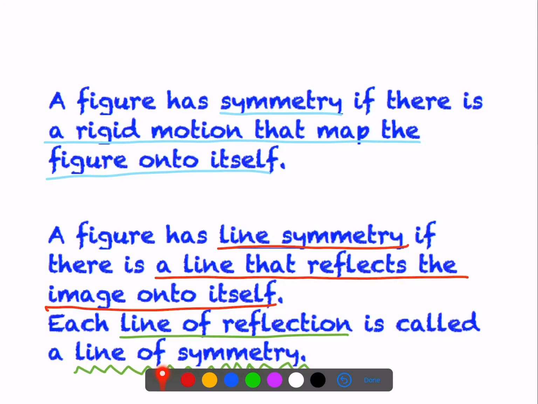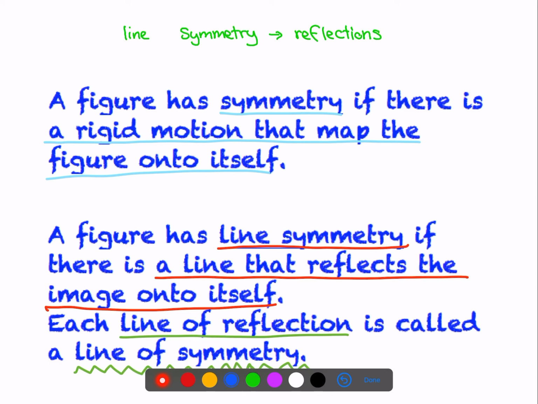All right, so let's go ahead and talk about these definitions. We say a figure has symmetry if there is a rigid motion that maps the figure onto itself. Now we know that we have 2 types of symmetry: line symmetry and rotational symmetry. Line symmetry will deal with the rigid motion of reflections. That deals with reflections.